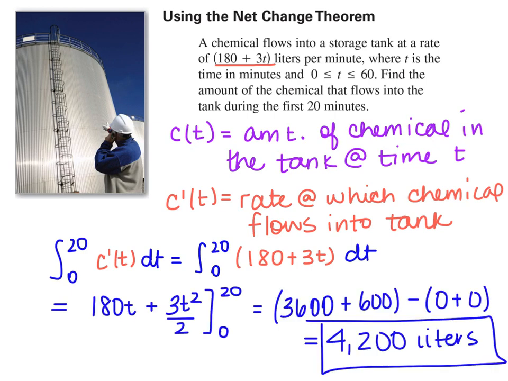And so the integral of 180 plus 3t is 180t plus 3t squared over 2. Plug in 20 and I get 3600 plus 600, and then I plug in 0, so it becomes minus 0. So the amount of the chemical that flows into the tank during the first 20 minutes is 4,200 liters.